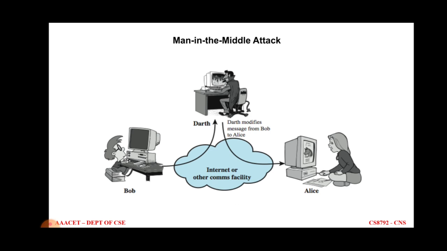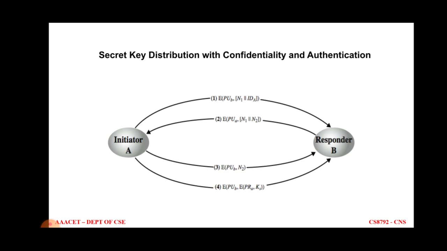So this is the concept of the man in the middle attack. Here Bob is the sender and Alice is the receiver. Bob wants to send some information to Alice, but the man in the middle, Darth, the attacker, intruder or cryptanalyst, can retrieve the information sent from Bob, modify the message, and send it to Alice, pretending to be Bob. This attack is known as the man in the middle attack.